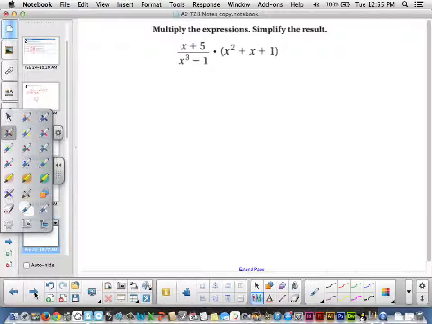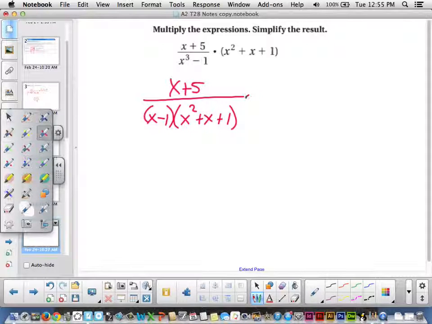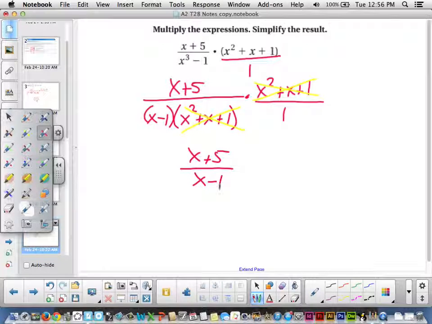Try this one. Pause and try it. X plus 5 is factored as far as it goes. It's linear with a coefficient of 1. X cubed minus 1, that is a difference of cubes, so we'll rewrite that as x minus 1 times x squared plus x plus 1. And this one, it's not a fraction as it appears, but we can write it over 1 to make it a fraction. Look for anything in common. Those cancel. And when we're done, we got x plus 5 over x minus 1.